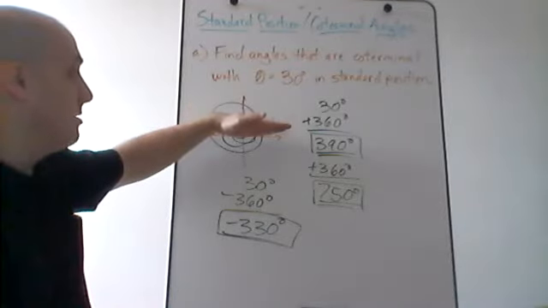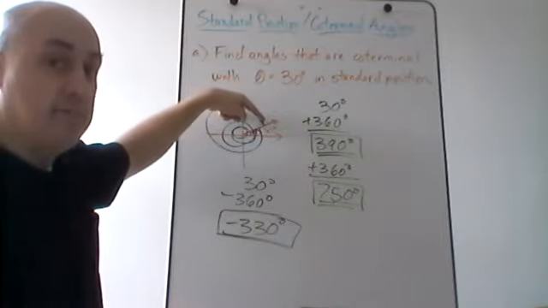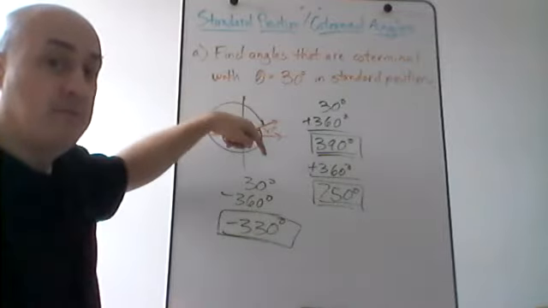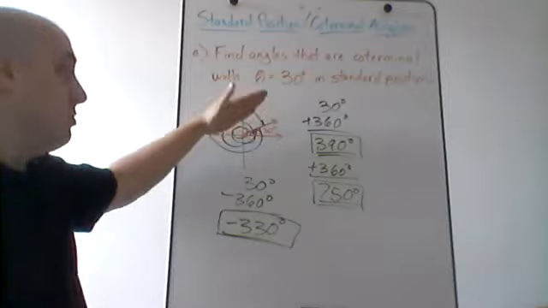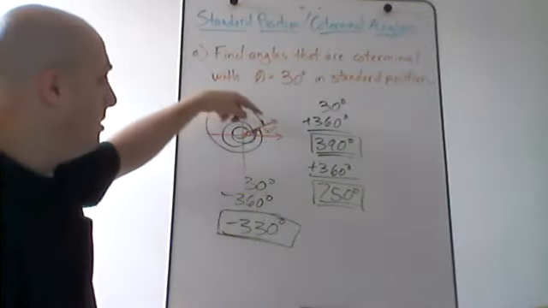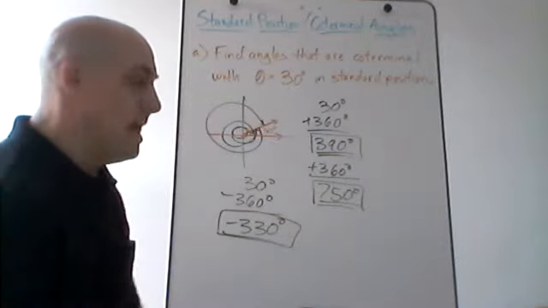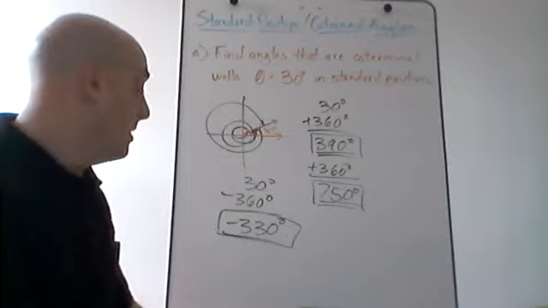Negative 330 would be starting here and going almost a full lap around in that negative direction, right? A full lap around would be 360. I'm stopping 30 short of that, right? 330 is 30 less than 360. So I'm going almost all the way around, but I stop 30 degrees short, and I end up at the same side as that 30 degree angle that I started with, right?